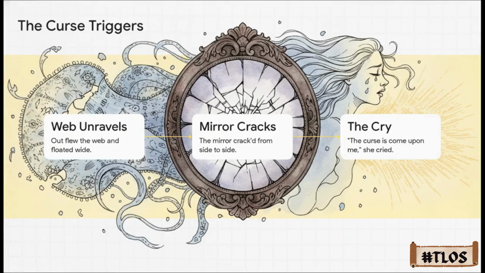And that triggers an immediate, devastating domino effect. The instant she looks at Camelot, the curse violently takes hold. First, the magical tapestry she spent her whole life weaving just unravels and floats wide. Next, the crystal mirror violently cracks from side to side, literally destroying her old way of seeing the world. And finally, she accepts her doom, crying out, "The curse has come upon me."